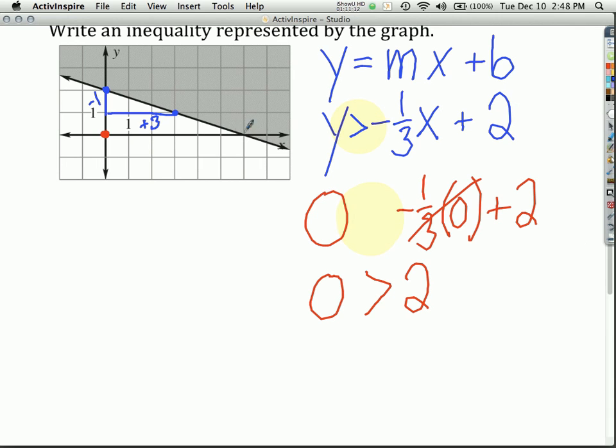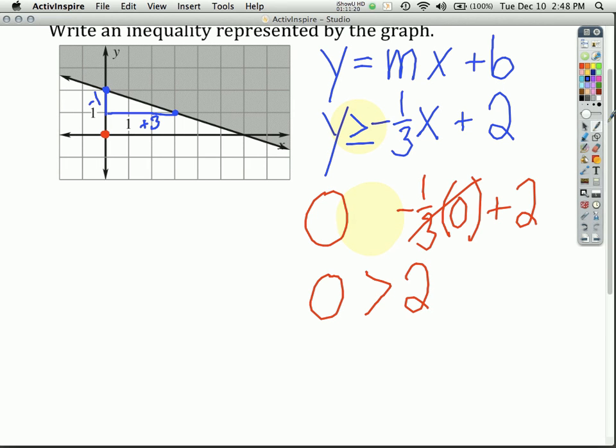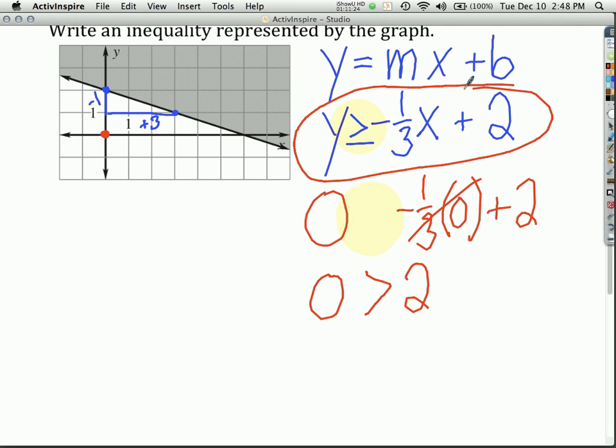Very good. The line is solid, which means that it's going to be or equal to. So, this is the inequality for this graph. Does anyone have any questions on how we did that? It was not easy.